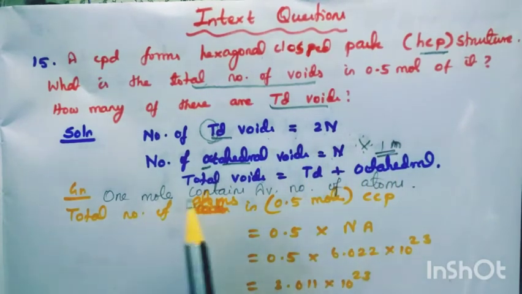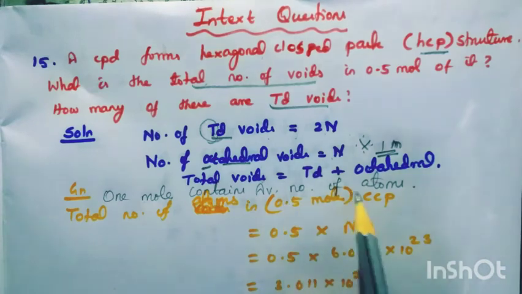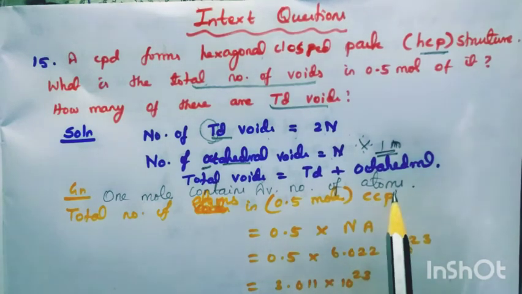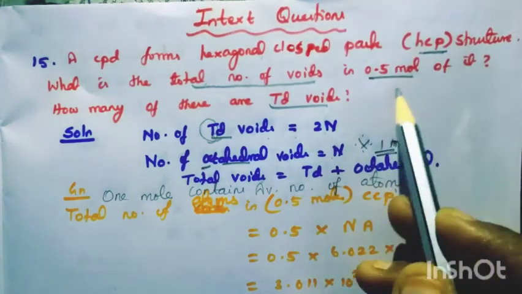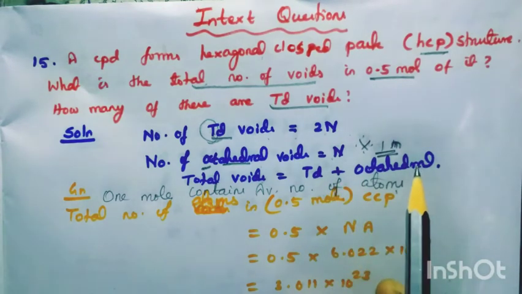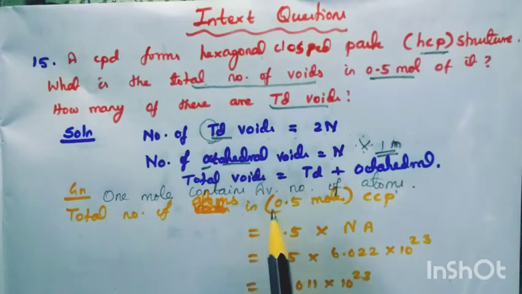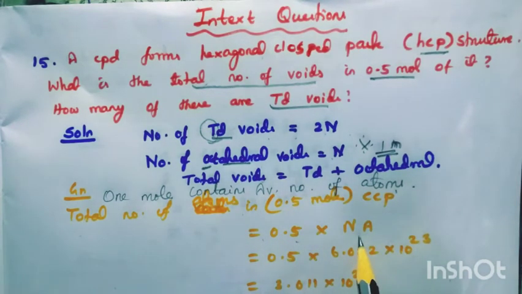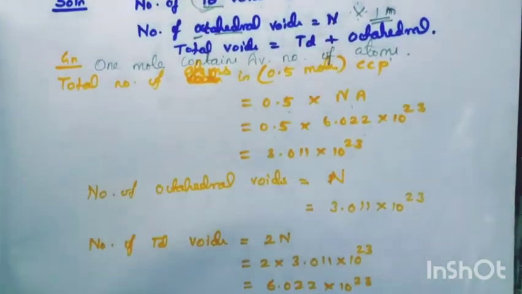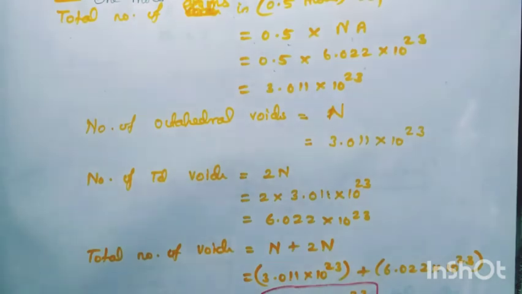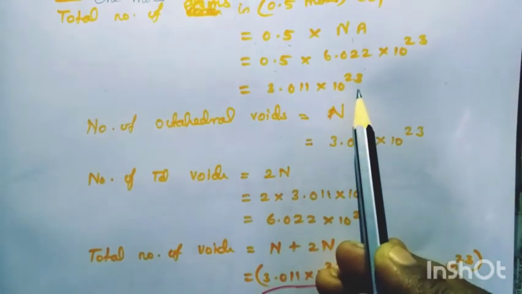Now 1 mole contains, we already discussed, no? 1 mole contains Avogadro number of atoms, molecules like that. Here it is given in 0.5 mole. So we have to convert this into atoms. So the number of atoms in this mole is equal to this mole into Avogadro number. We get 3.011 into 10 power 23.